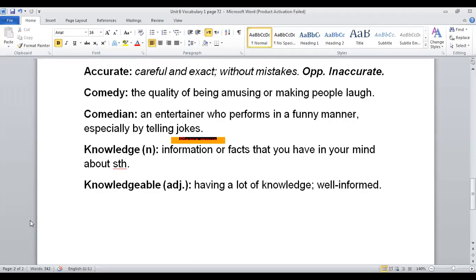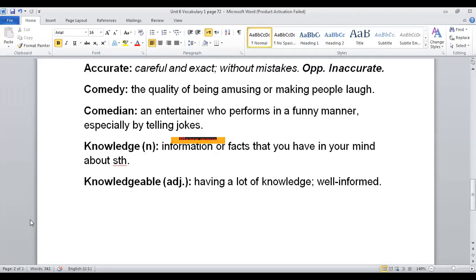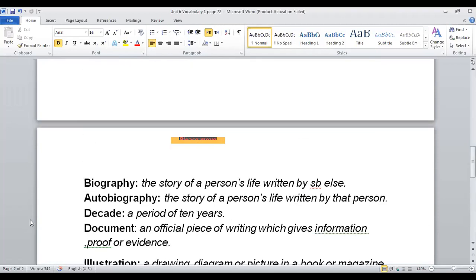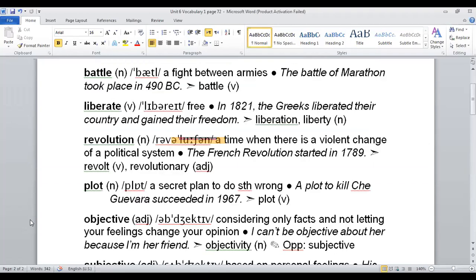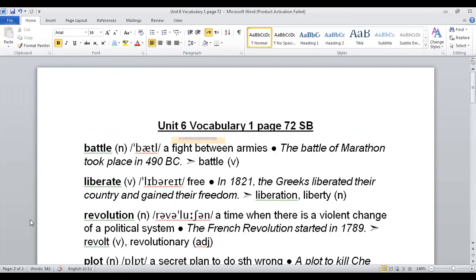I think that the meaning of these words is so easy. And we'll start now with page 72 in the student's book, close up.